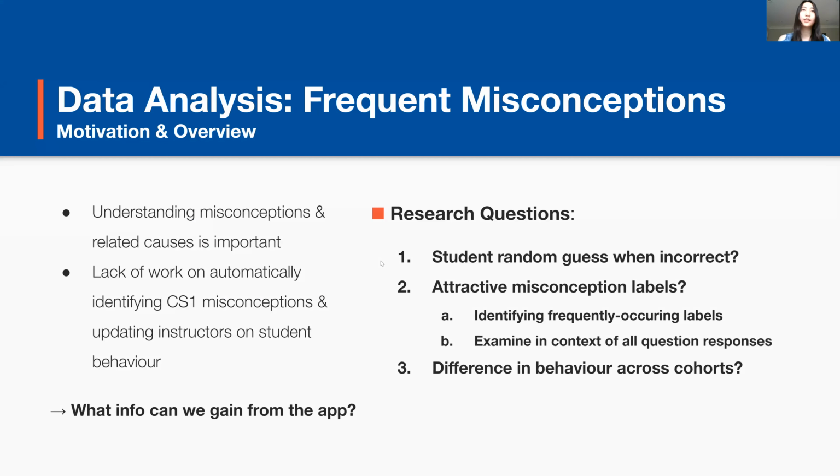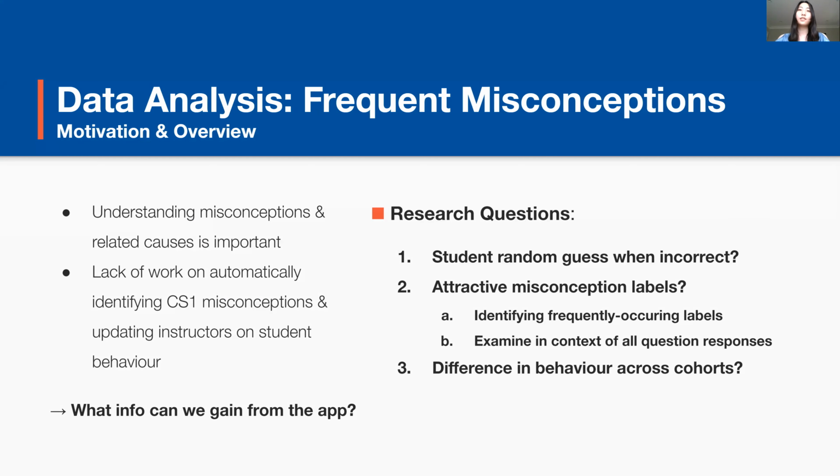During the summer, we conducted 2 data analysis projects, and I'm going to talk about the first one on frequent misconceptions. So for instructors, understanding misconceptions and their related causes is just as important as understanding the course material itself. Although there has been a lot of work on listing misconceptions in courses like CS 101, there was a lack of work on automatically identifying them and also updating instructors on student behavior. So we asked ourselves, what information can we gain from our reviewer app?